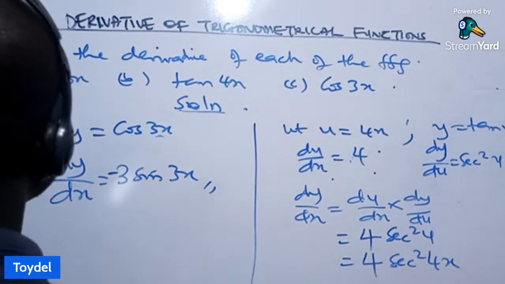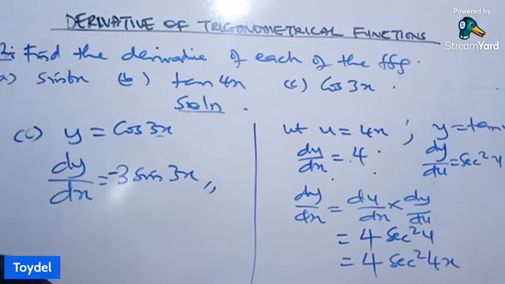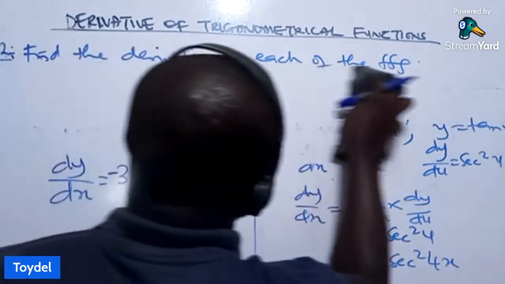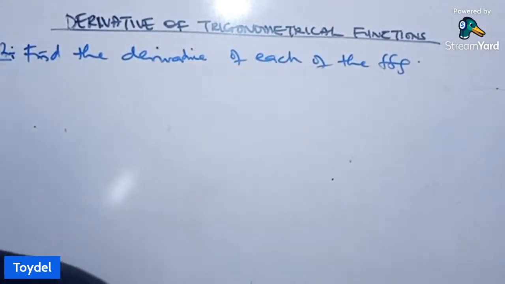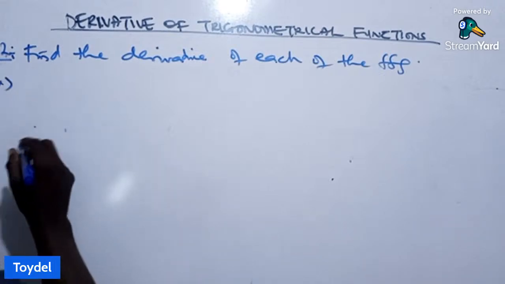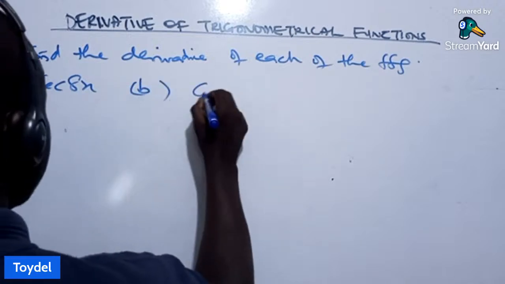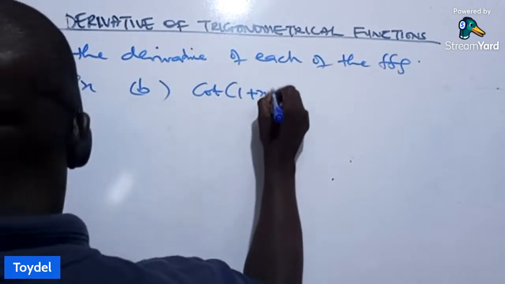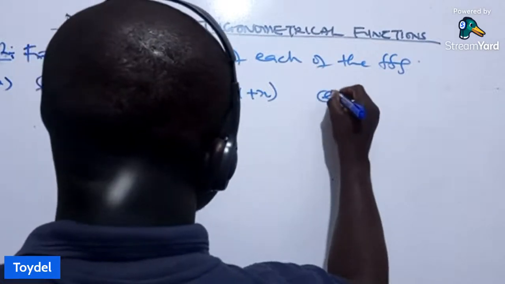So let's take another example. Example 2. Here we have to find the derivative of a, sec 8x, then b, cot (1 plus x), then let's say c, cosec x squared.